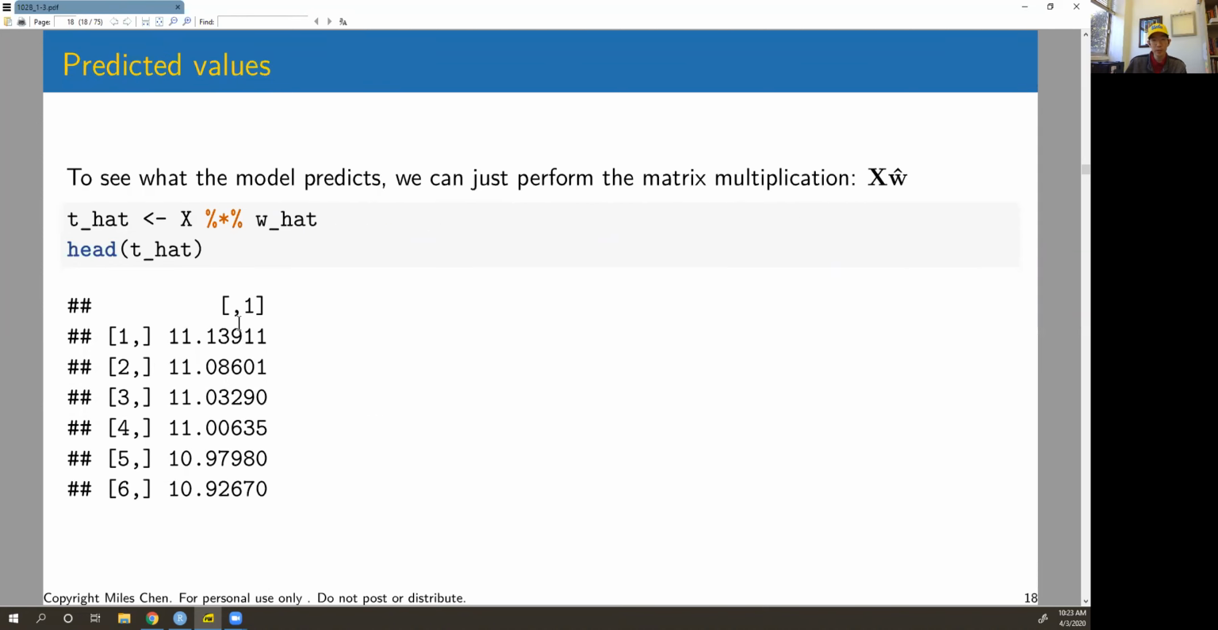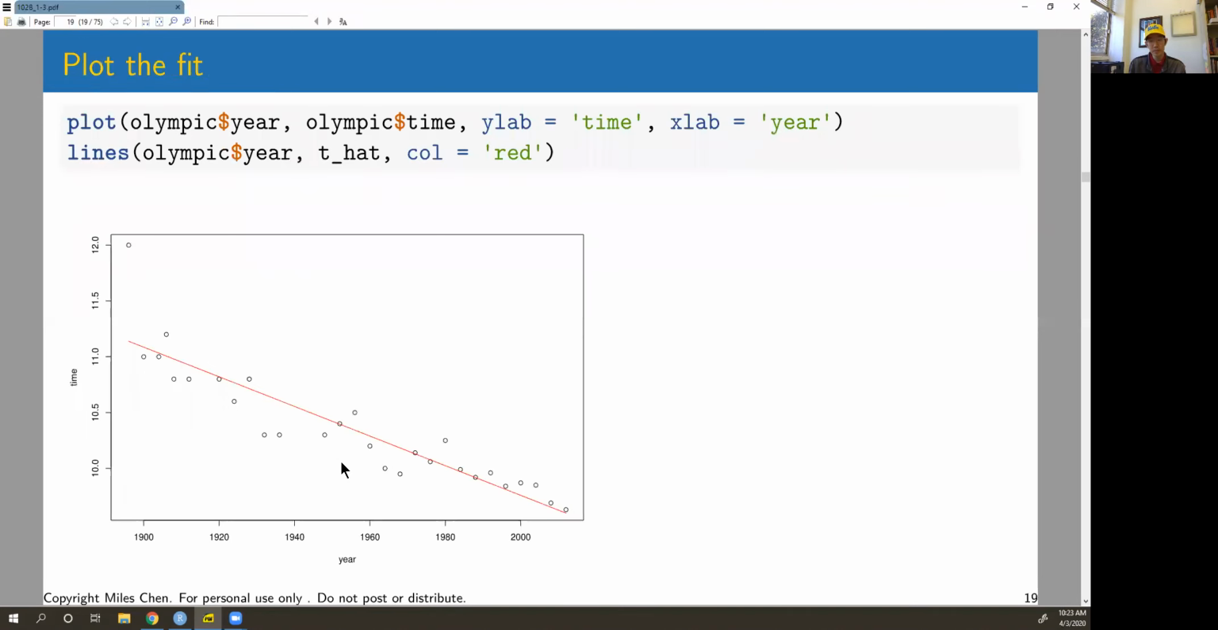Again, with the predicted values, we can just take our input matrix X, multiply it by our fitted estimates W hat, and we get some predicted values here. And if we plot this, this will be the fitted ordinary least squares linear regression line for the year, using year to predict time. So this is what we'll have.